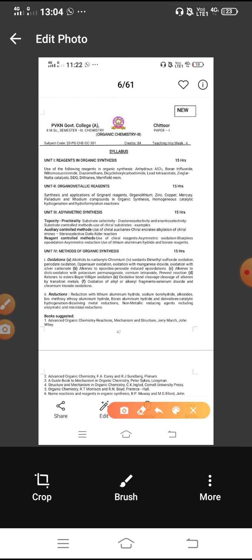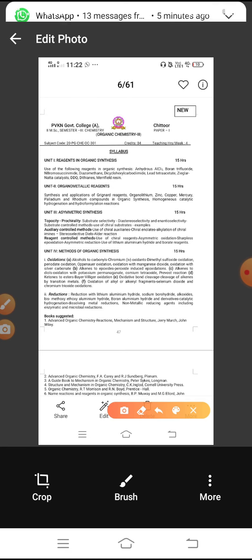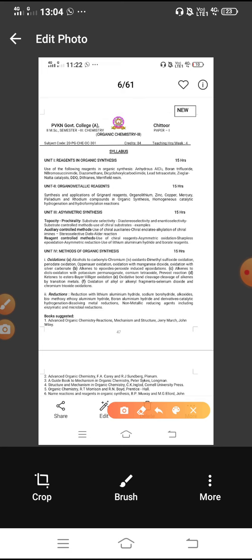Next, lead tetraacetate. Next, Ziegler-Natta catalyst, DDQ, dithianes and Merrifield resin. Those are all the reagents in organic synthesis. Okay, this is the first unit.